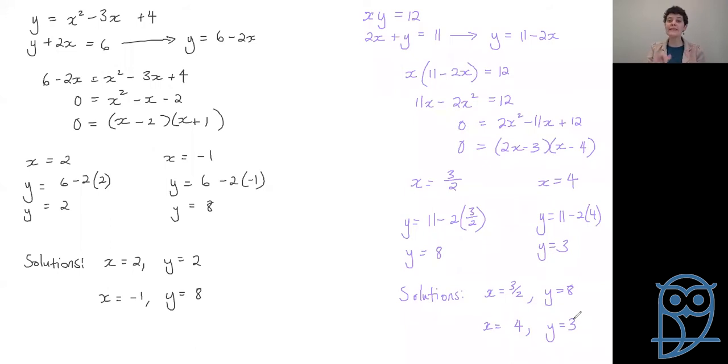So we're always giving our solutions to those simultaneous equations as a pair, because it's a solution for x and y. We wouldn't have y equals 3 when x equals 3 over 2. That is not a matching pair. So always be very clear in the solutions for your simultaneous equations.